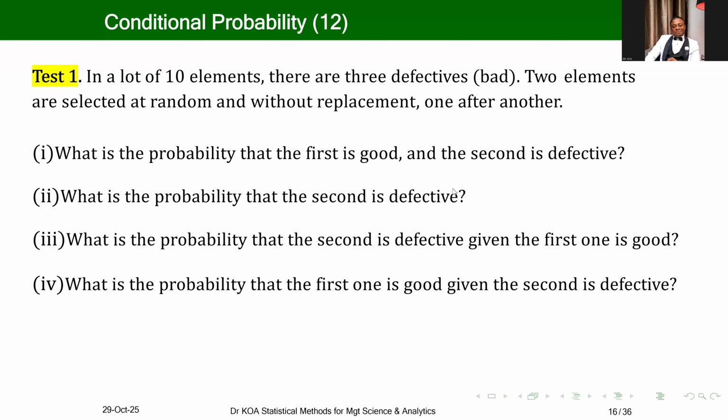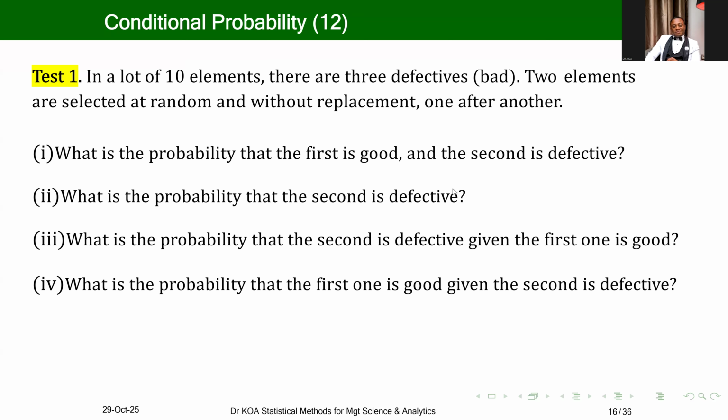What you're supposed to do now is to find the probability that the first element that you selected is good and the second is bad. That's the first one. Watch the words carefully. The first is good, the second is bad. So what is the probability that the first is good? Then what is the probability that the second is bad?